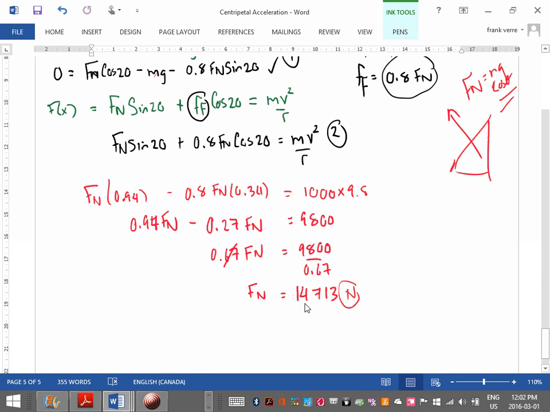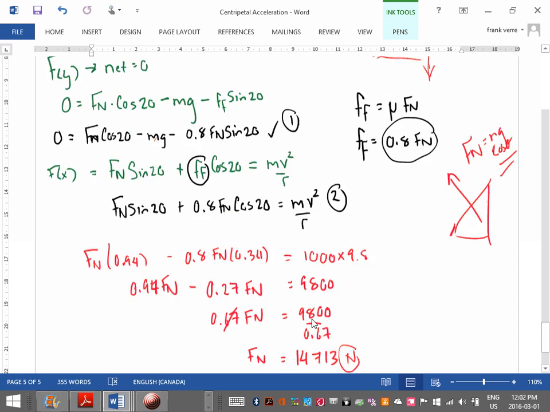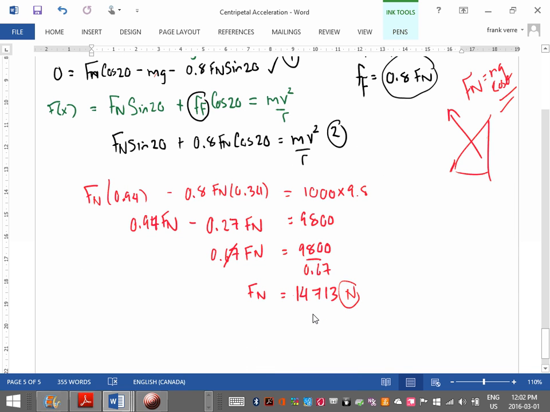So why is this number bigger than the weight? Yeah, because what else is happening? Not only is it not stationary, right? It's traveling in a circle, so it's going to want to go which way? It's going to want to go through the ramp. So we expect this number to be actually quite big. So this seems very reasonable.